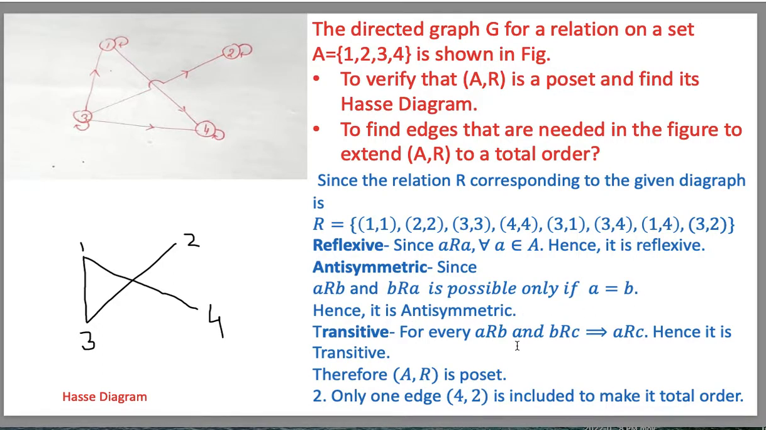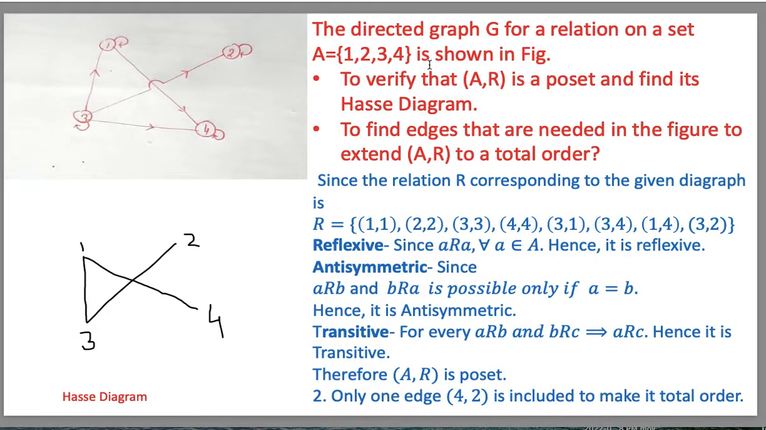Also, if a is related to b and b is related to c, it means a is related to c. Here 3 is related to 1, 1 is related to 4. It means 3 is related to 4. Hence, all the three conditions are satisfied. Therefore, (A, R) is a poset. R is the relation which is demonstrated by these arrows in this diagram, and A is this given set.